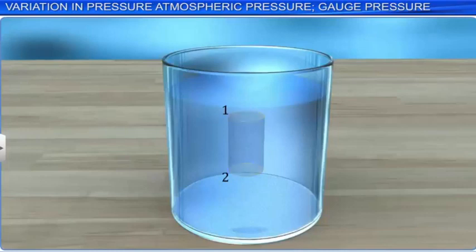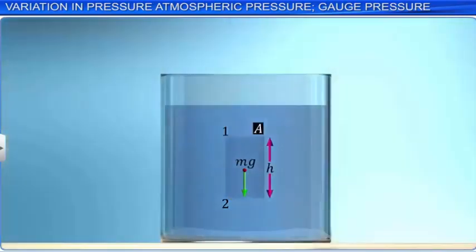The force due to the liquid pressure on the top surface of the fluid element is P1A, acting in the downward direction, while at the bottom it is force P2A acting in the upward direction. Then, since the liquid element is static, the net force acting on the element in the vertically upward direction should be equal to the weight of the element.